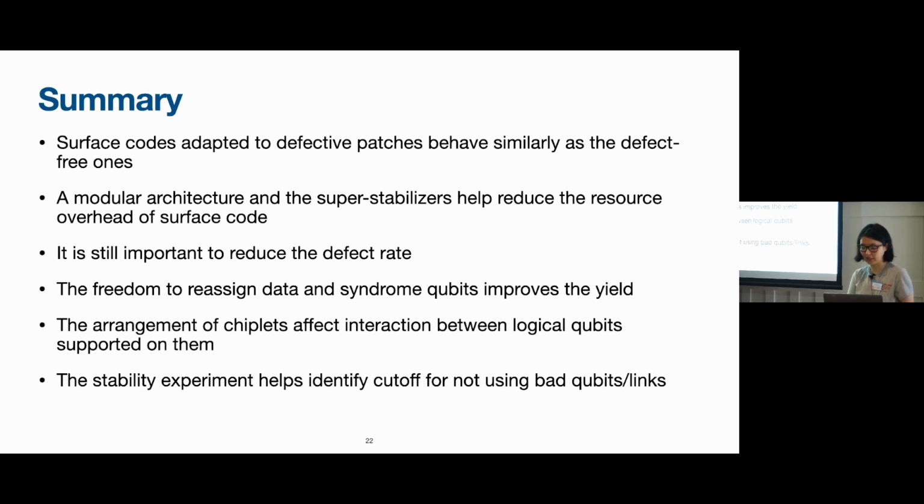And we also found that the freedom to reassign data and syndrome qubits could improve the yield when there are qubit defects. And we also note that the arrangement of the triplets could affect the fidelity of interaction between the logical qubits that are supported on them. And finally, we recall what we showed at the beginning, which is that the stability experiment could help us identify cutoffs for not using a certain bad qubit or a link.